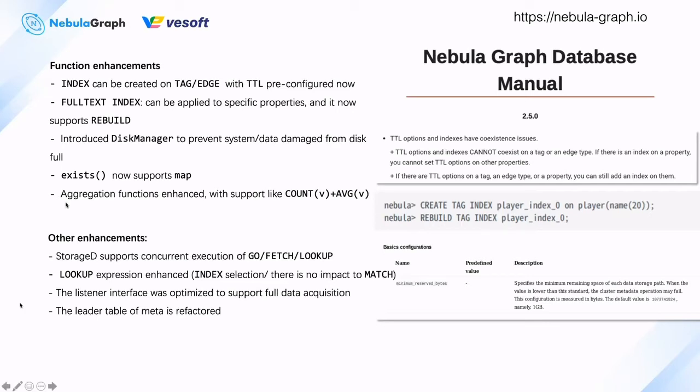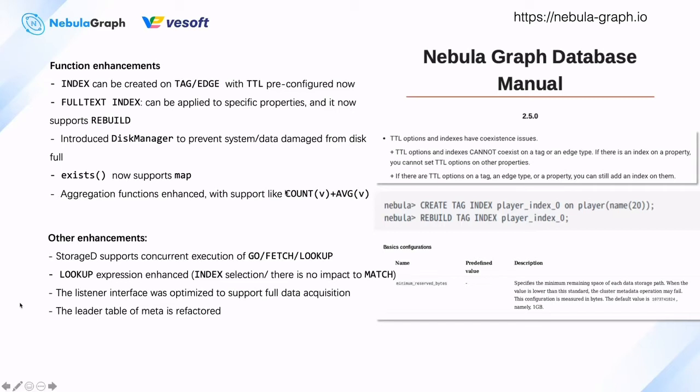The last one is the aggregation function. Previously, when you queried something like return the aggregation of the count of V plus the average of V, it should have been supported, but previously it would end up with the error that we don't support nested aggregation. We know it's not nested, so now it's fixed.